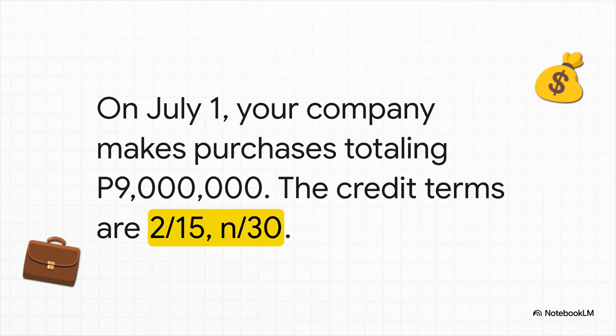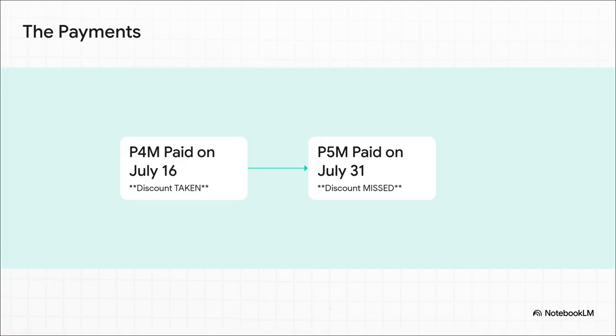If not, the full amount is due in 30 days. So here's how it plays out. The 4 million peso purchase, you pay for it on July 16th. Let's see, July 1st plus 15 days is July 16th. Perfect. You're inside the window, so you get the discount.